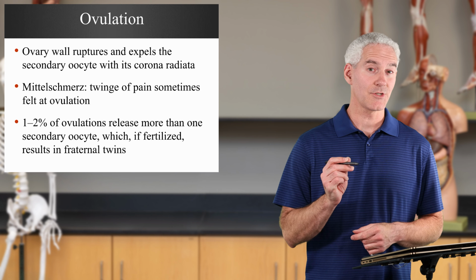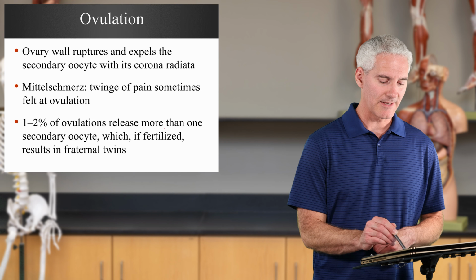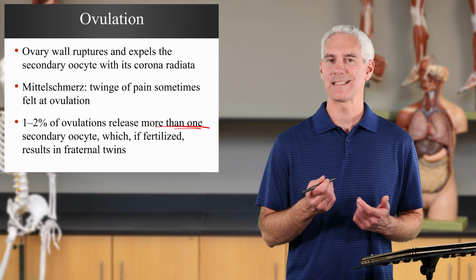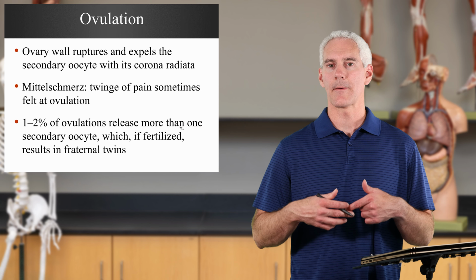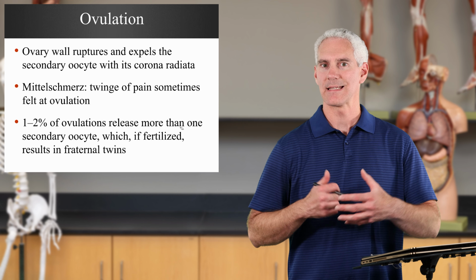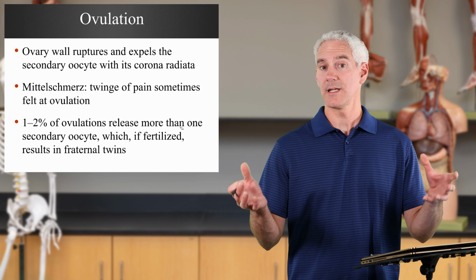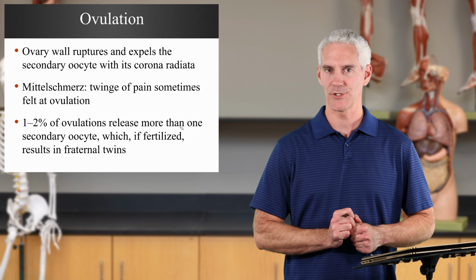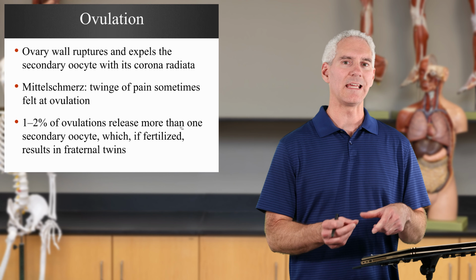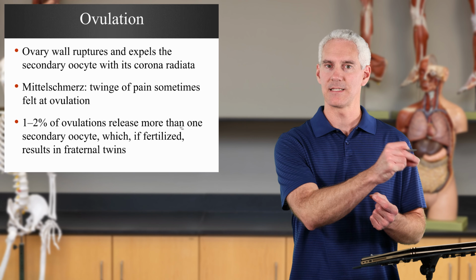1% to 2% of ovulations, though, can have something happen that's a little unique. Can have more than 1 secondary oocyte. So if those 2, 3, 4, however many get fertilized, that's fraternal twins. They're not looking identical because it's 2 separate sets of genetic information. But that's again only if both or all 3, for example, were able to get fertilized by different sperm cells.